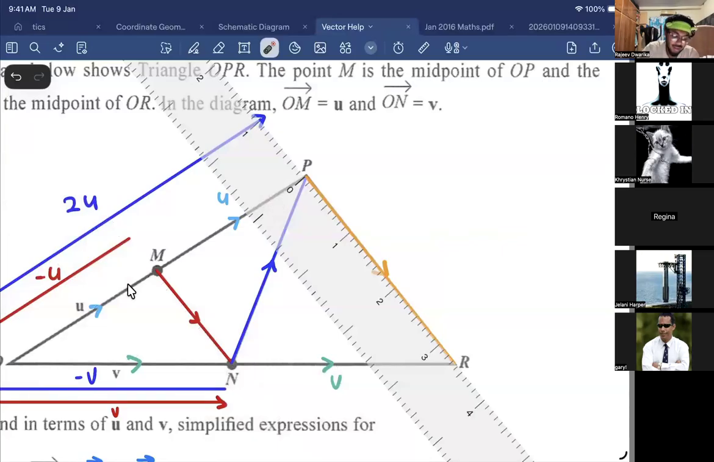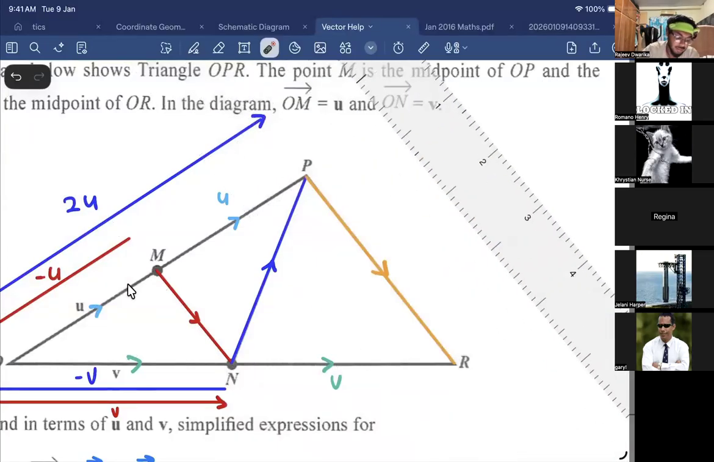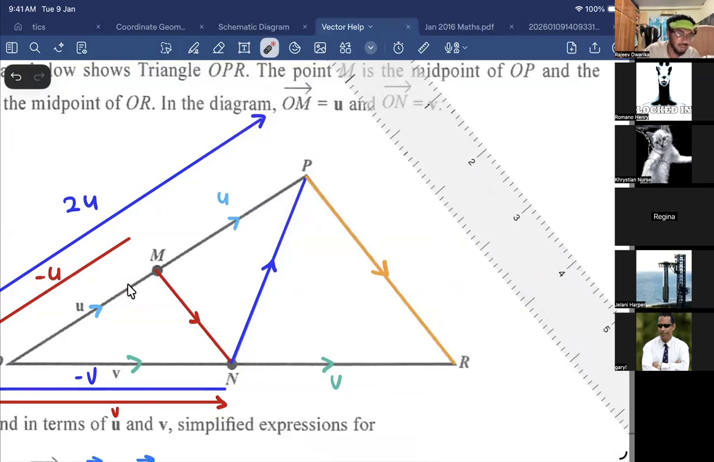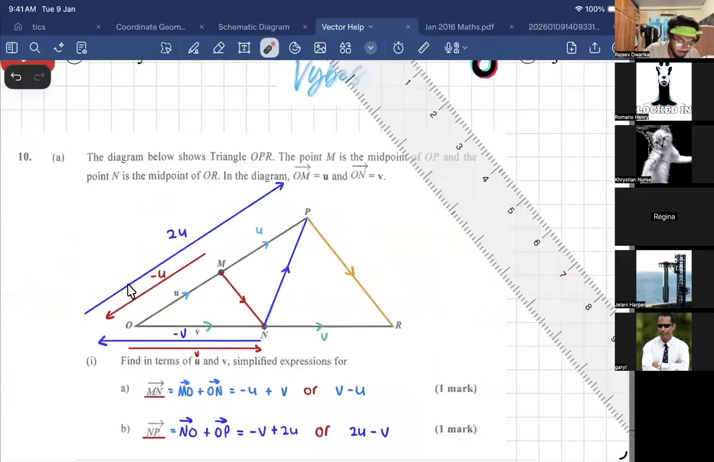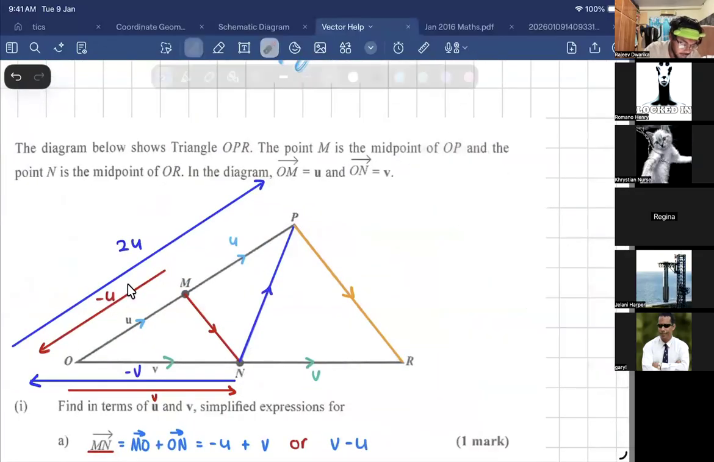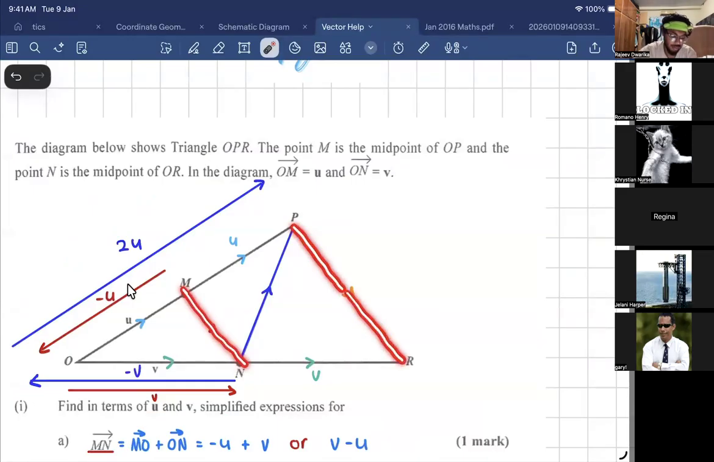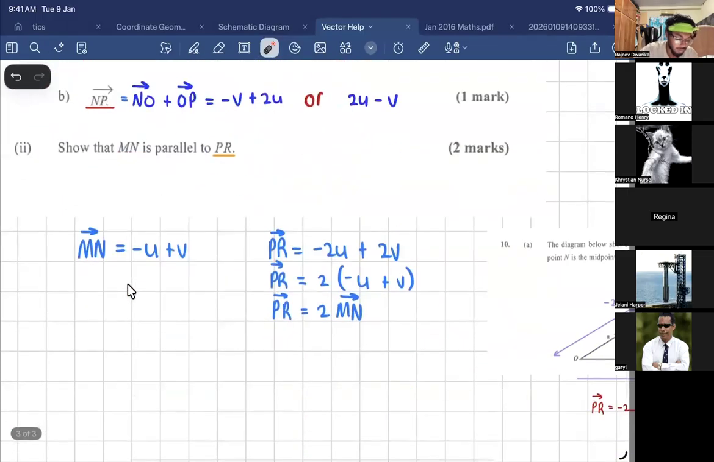Okay, and it's not like they drew the diagram to scale, right? They didn't draw the diagram to scale. But I think you could see that, watch, this is MN, right? How many MNs would it take to make PR? 2. Right, so PR is equal to 2MN, and you just proved that. So they're parallel.